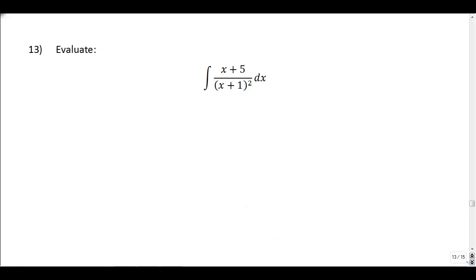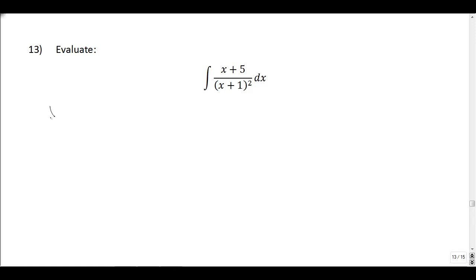Here, not looking for convergence or divergence, I kind of threw this in. We're doing an antiderivative of (x + 5) over (x + 1) squared dx. There are a couple of ways to do this. The way it's set up makes me think partial fractions, so we're going to do that here.